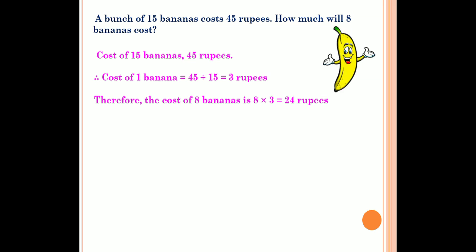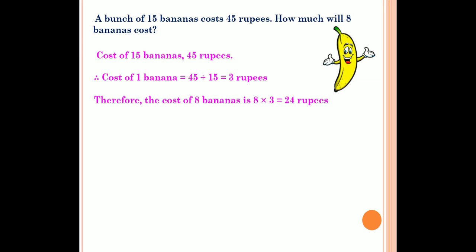When you want to find the cost of one, we always divide, and when we want to find the cost of more or many, then we have to multiply. So the cost of one banana is equal to 45 divided by 15, that is equal to 3 rupees. So one banana costs 3 rupees. Therefore, when they are telling us to find the cost of 8 bananas, we are finding the cost of more, so we have to multiply. So 8 into 3 is equal to 24. So we have found the cost of 8 bananas, that is 24 rupees.